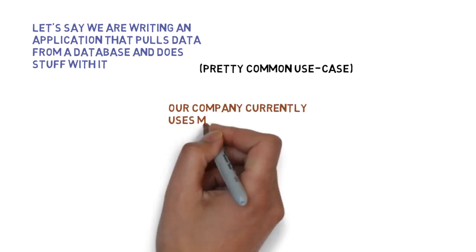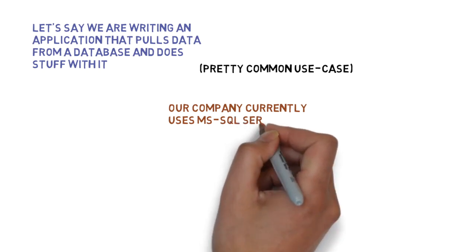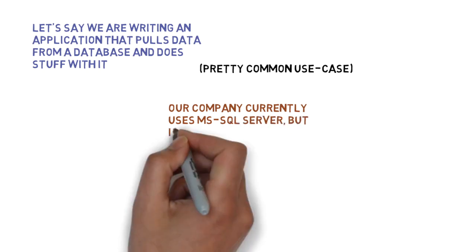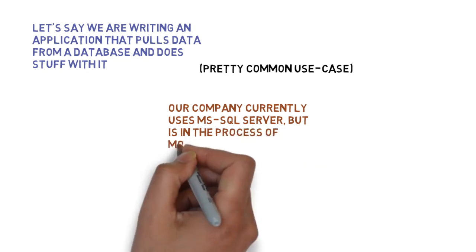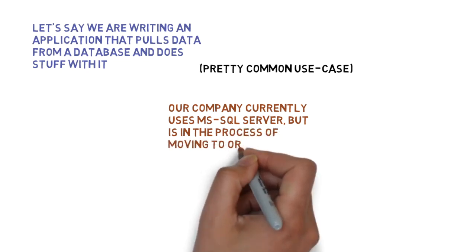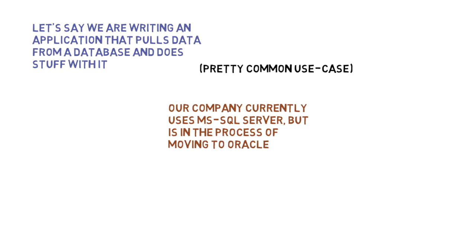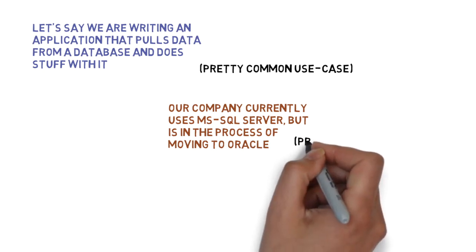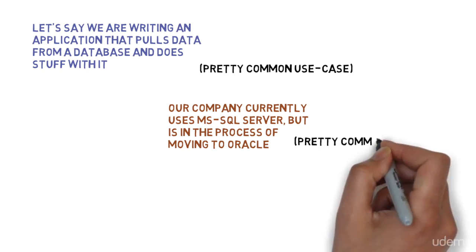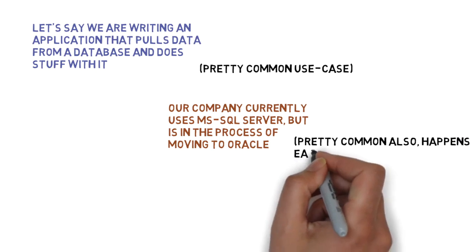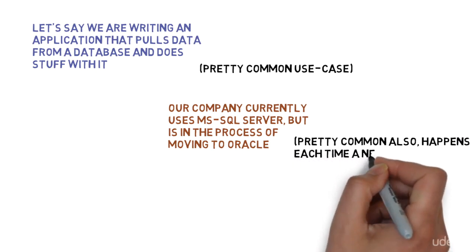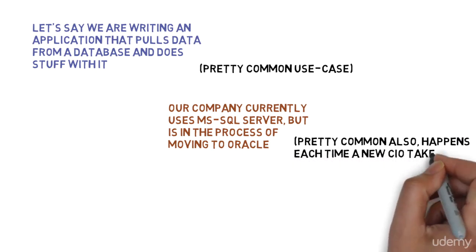Now let's say that the company that you're working in, that's our company, uses MS SQL Server as its database. MS SQL Server has worked fine so far, but right now we are in the process of moving to Oracle. Both of these are good databases. We use MS SQL, there might be reasons to move to Oracle. The most common reason typically is each time a new CIO takes over. So again, a common use case, we are using MS SQL, we want to move to Oracle.